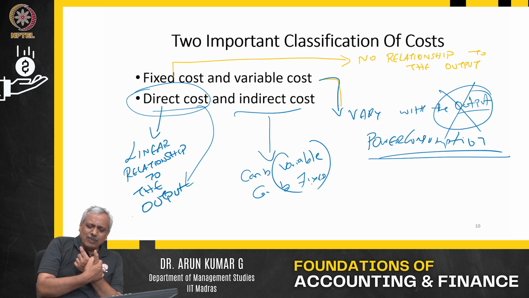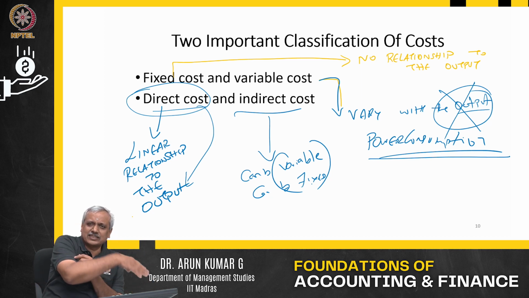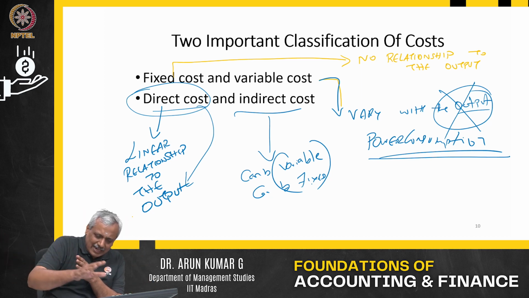Now, imagine it can be fixed. For example, I pay a fixed amount of salary for my security staff in the factory. Is it a fixed cost? Yes, it is a fixed cost, because month on month it is the same. Is it a direct cost? Is it directly related to the output? No, the security and the production shop have no connection. So indirect cost can be fixed or variable.